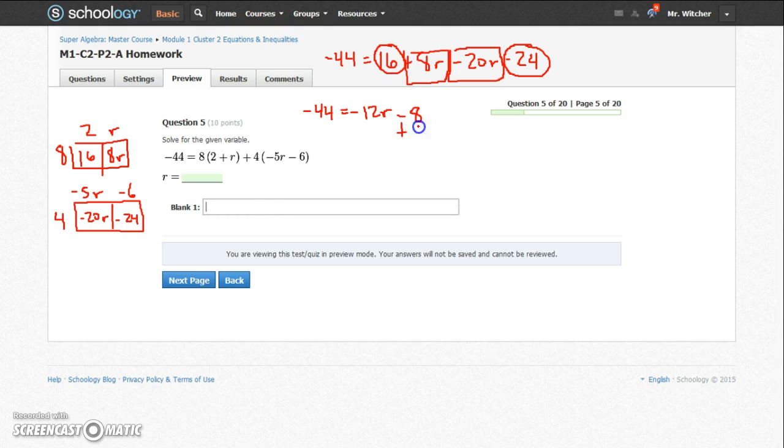At this point, I can add 8 to both sides, and I have negative 36 equals negative 12r. I divide by negative 12 on both sides, and negative divided by negative is a positive. 3 equals r.